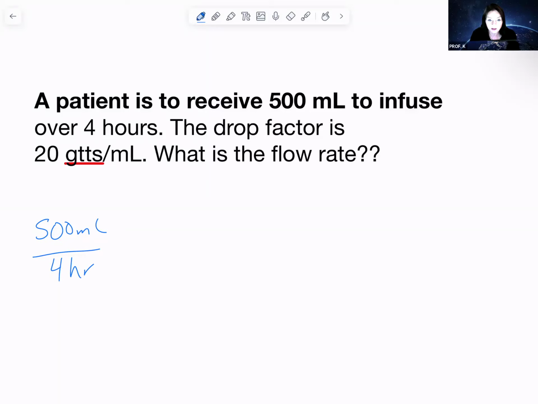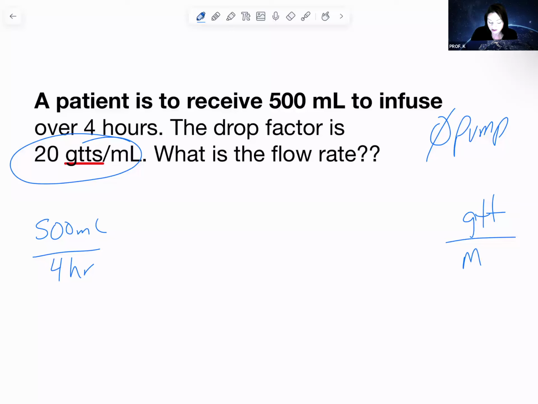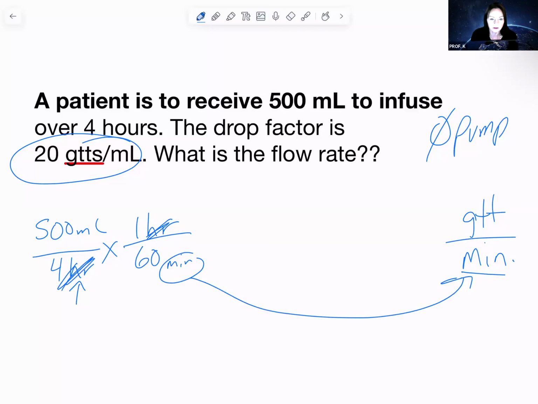What is missing from this question? There's no pump. And they gave me a drop factor. So I'm solving for what? Drops per minute. That's the total difference between the IVs. It doesn't say the word pump, and it gives me a drop factor. Not a problem. It doesn't matter where you start. How do I change hours to minutes? I got that. 1 hour is 60 minutes. Okay. Got rid of my hours and I got my minutes. One part done. Great.